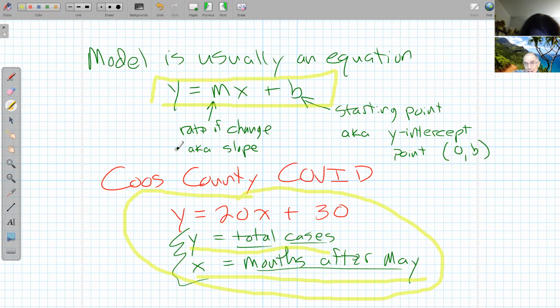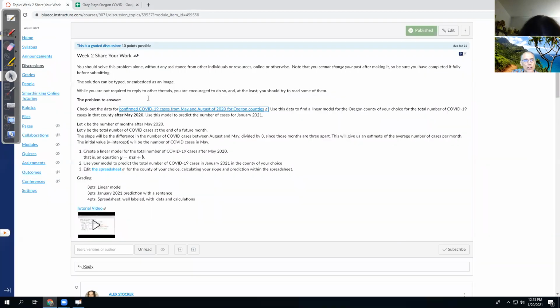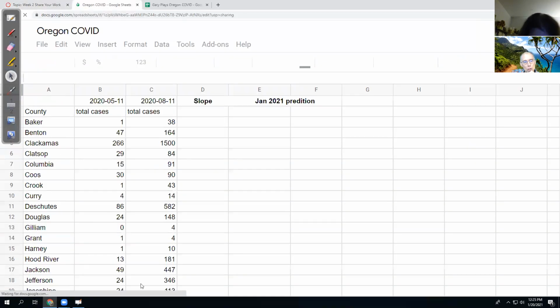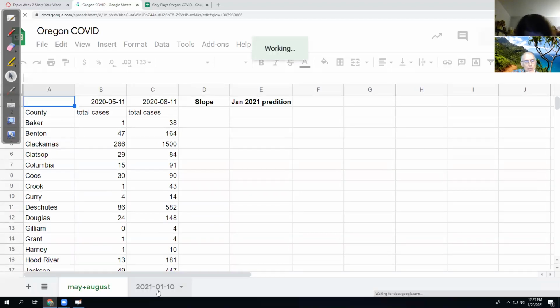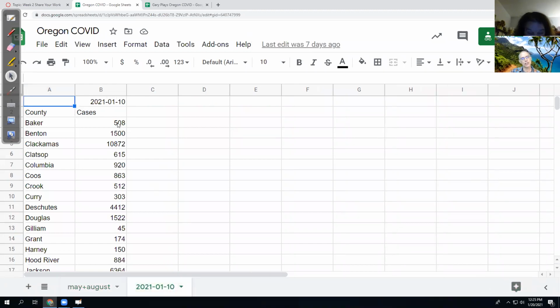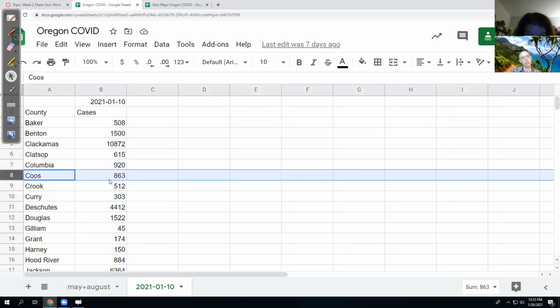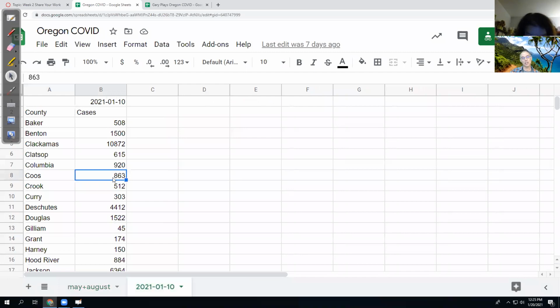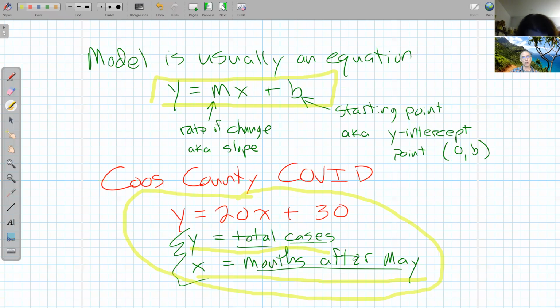So we could look up the data and see, and it turns out in that spreadsheet that I originally shared here, you might have noticed there was a second tab down at the bottom, a second sheet that said 2021-01-10. So last week on the 10th, I went to the Oregon Health Authority website and looked up the data, and these on the 10th were the total number of cases. So here it says Coos County last week was at 863. I predicted that they would have 190.